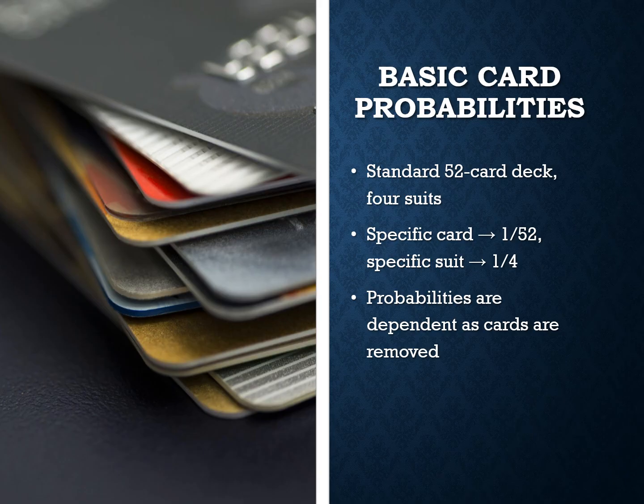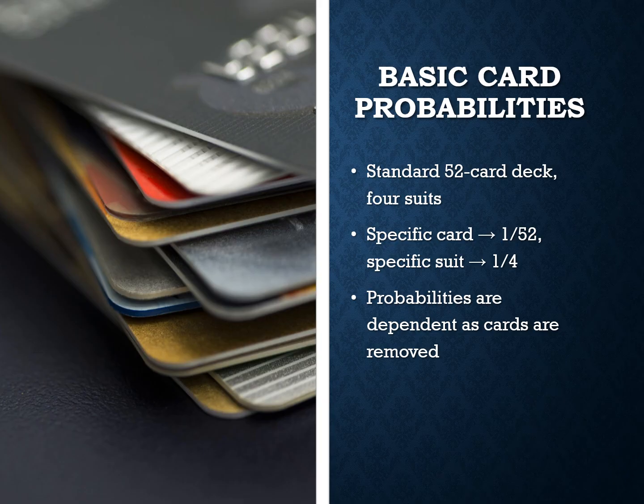Card games involve slightly more complex probabilities than dice because each draw affects the remaining cards. In a standard 52 card deck, each card has an equal chance of being drawn. These chances are obviously 1 in 52. The probability of drawing a specific suit, like hearts, is 13 out of 52, or 1 out of 4.